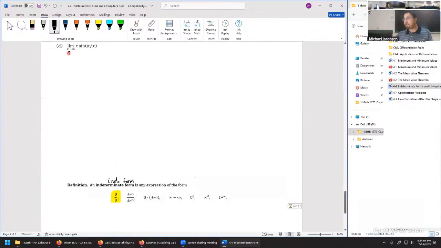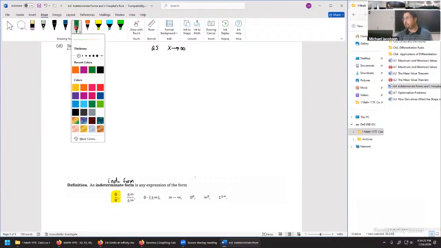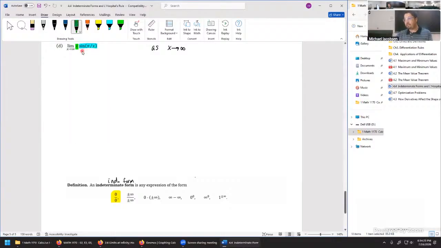In part D, we're taking the limit as x tends towards infinity of a product this time, x times sine pi over x. So we have a function here, a function here, and now we can say as x tends towards infinity, this is redundant, but it's going to follow the structure of the function here. As x tends towards infinity, x tends towards infinity, so there we go, we set it. Let's look at the other factor, sine pi over x.